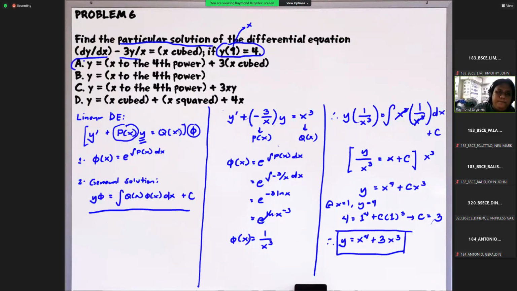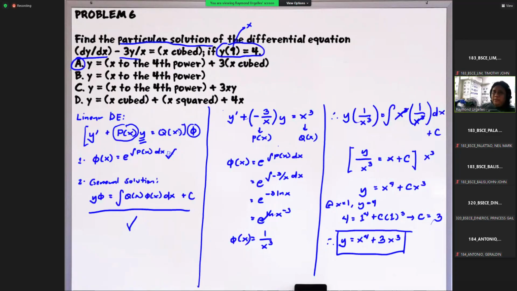So we have letter A. Okay? So any questions para dito? Kaya again, simple lang yung sa linear differential equation. Una, kunin nyo yung integrating factor, once ma-identify nyo yung p of x saka q of x. Pangalawa, diretso na kayo sa general solution. Pag kailangan nyo ng particular solution, gamitin nyo lang yung initial value problem para ma-solve nyo or ma-evaluate nyo yung C, yung constant natin.